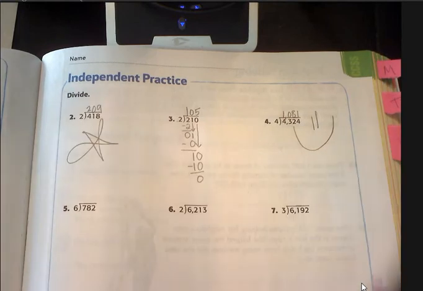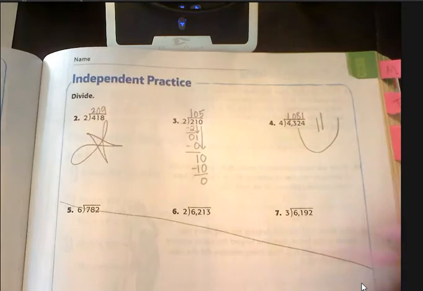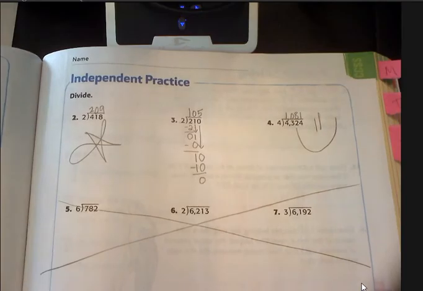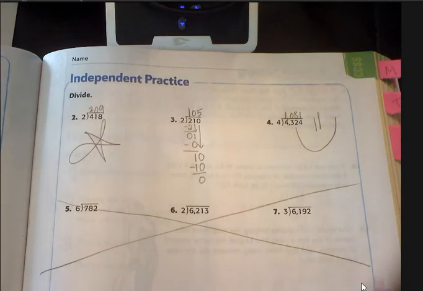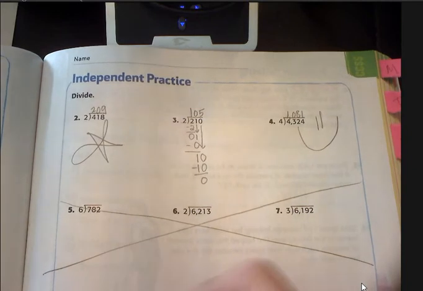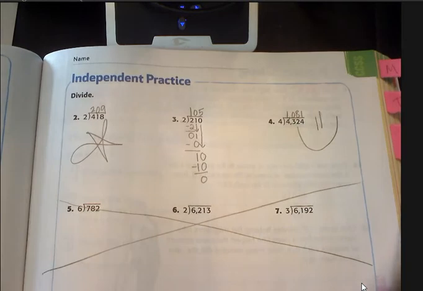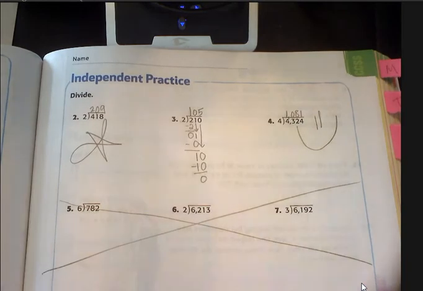Okay, let's go ahead and skip 5, 6, and 7. And we're going to go on to these ones, 8, 9, and 10. We're going to do those 3, and then we're going to do maybe one problem on the back. Let's do this one.